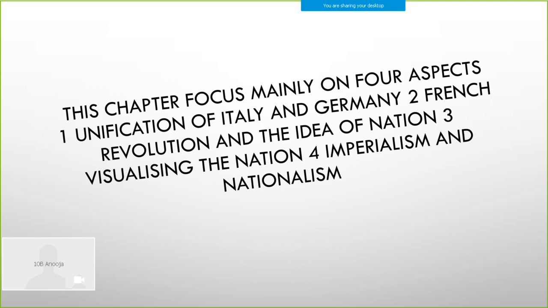We are discussing nationalism, etc. So these are the core themes in this chapter.